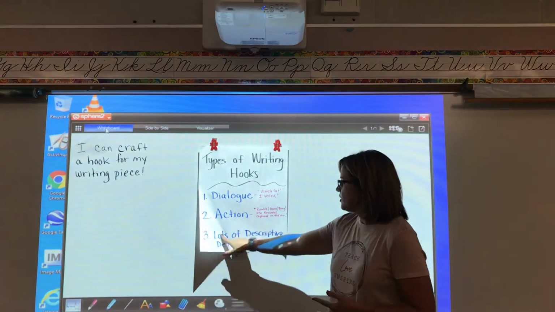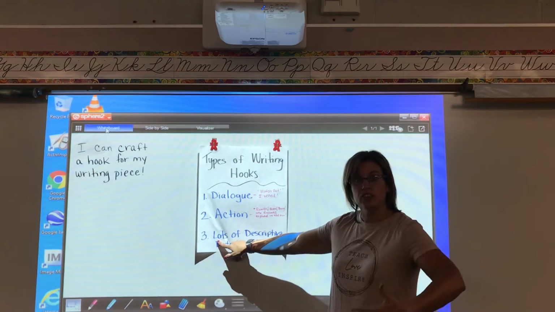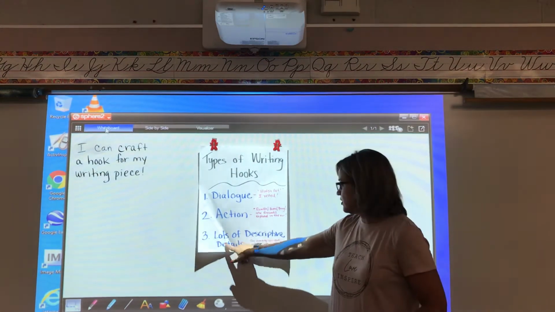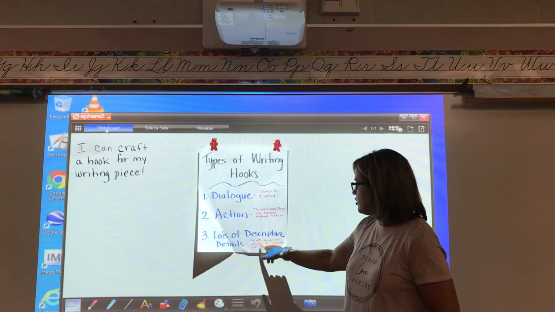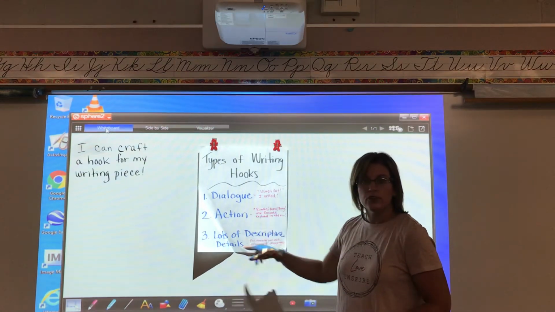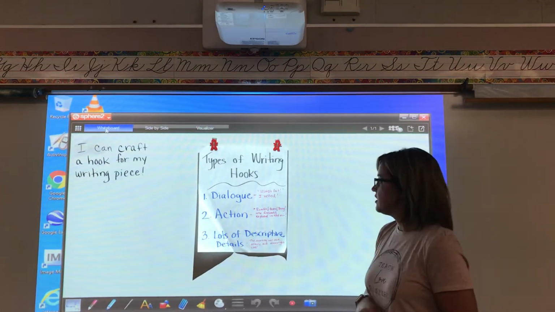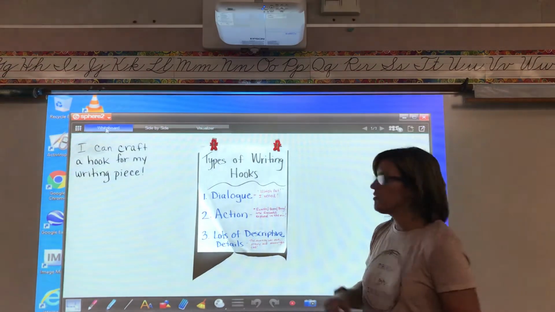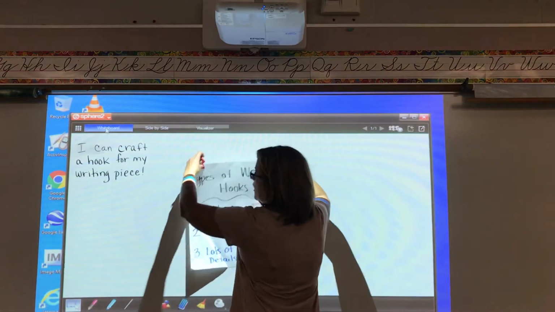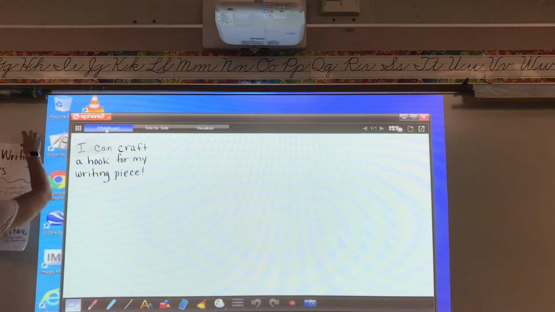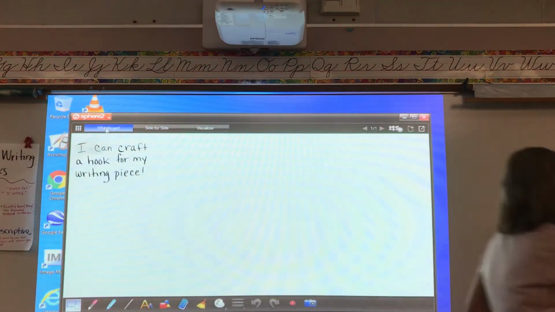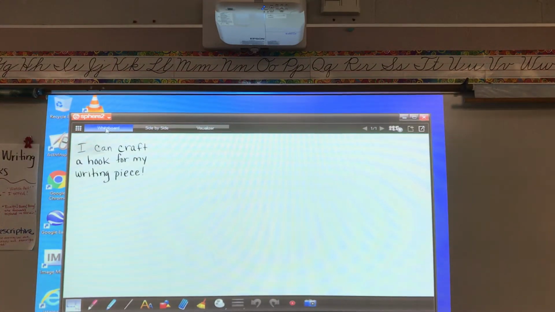The third type that we're going to look at today is just when an author starts out with lots of details, like I just did with the dog. "The morning was dark, dreary, and downright cold." Those details help us picture it in our minds. We're going to use some of our mentor texts today to help us explore and check out those different types of hooks that authors use.